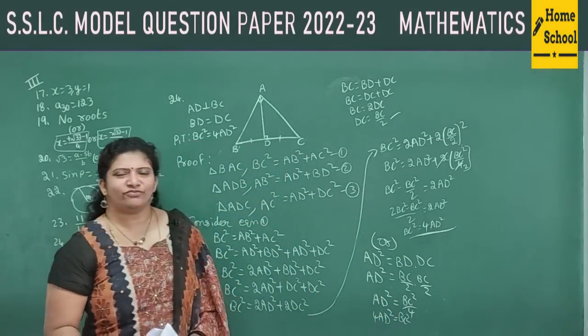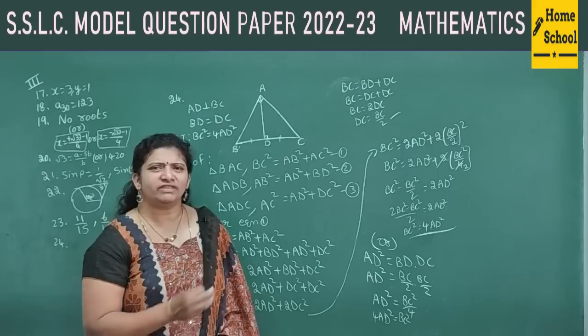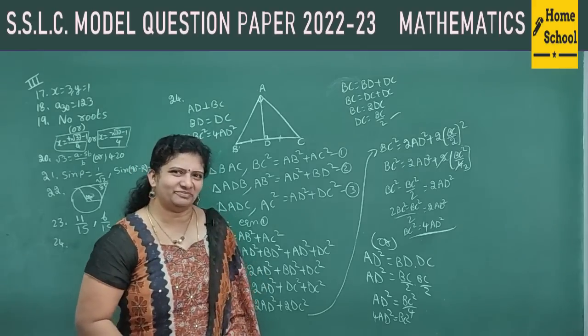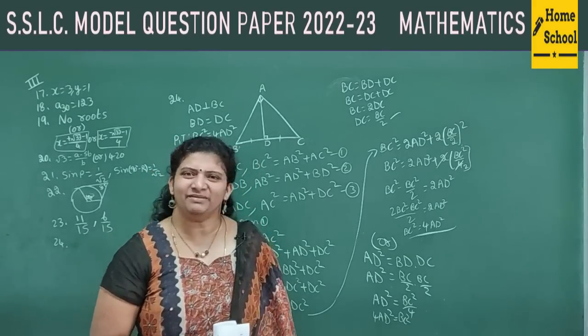See here children, if you want to do long, this method. If you want to do short, that's it. Only within 2 lines you can end this problem. Okay, is this clear? With this we are going to complete our second main.